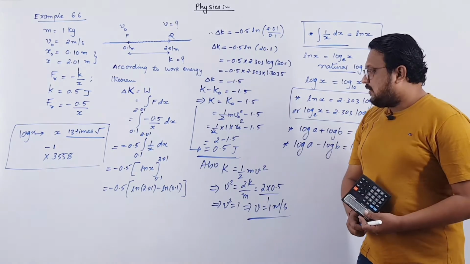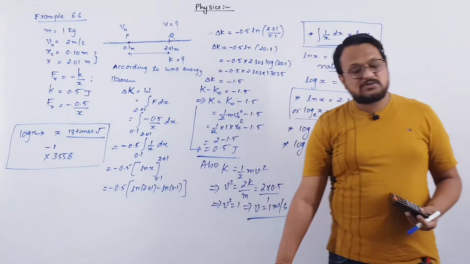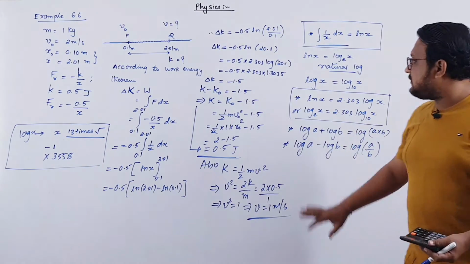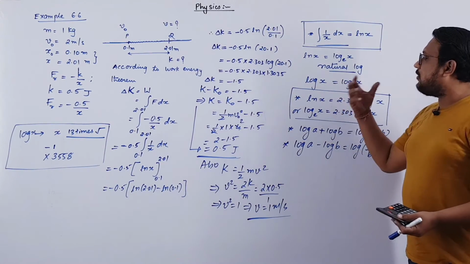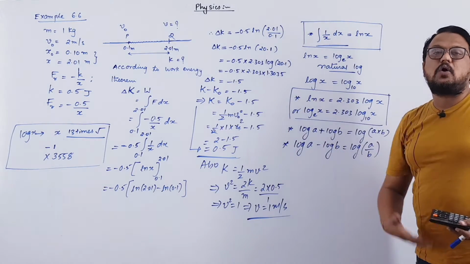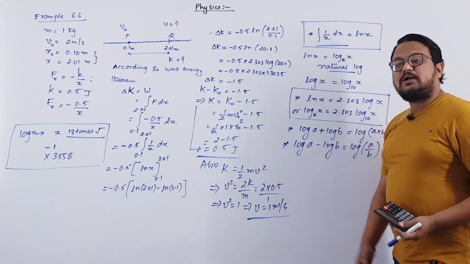Clear? I think you will require some practice. You can randomly solve this kind of sums by taking different values of log. You can find log 2, log 5, whatever you want to find, and check your answer, right?